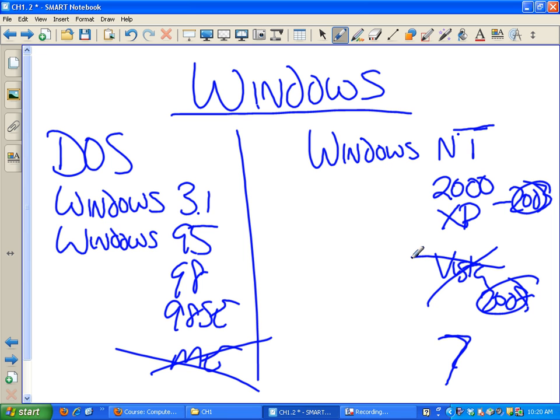Okay. So we've got all these different versions of Windows. Of them, right now, people are still using XP and 7. Okay? What's the purpose of an operating system?